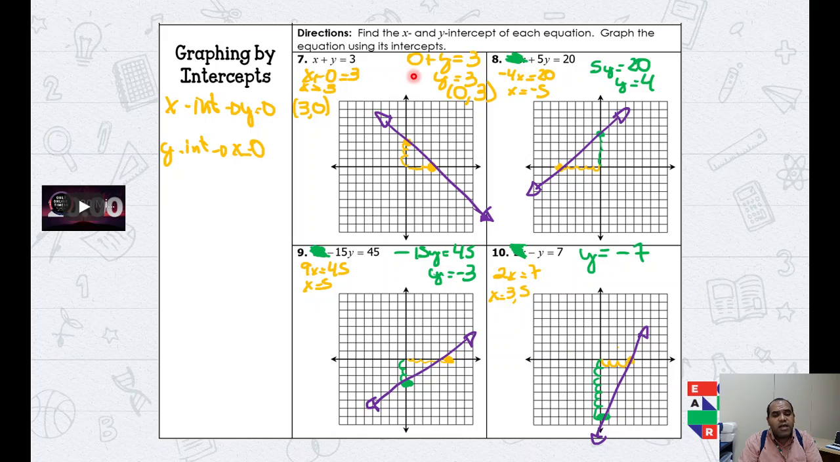The second one, I'm telling you right now x is 0. I look for y, and y equals 3. So y equals 3 over here, (0, 3). And I have my ordered pairs: 3 up and 3 run. Here, 3 up and 3 run. And I have here my line graph. Great.